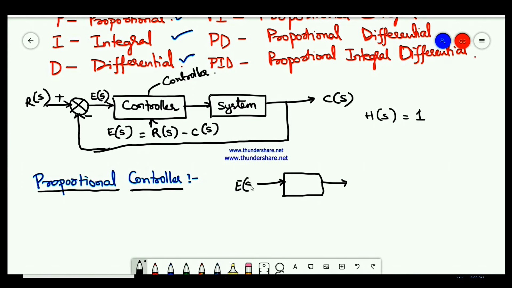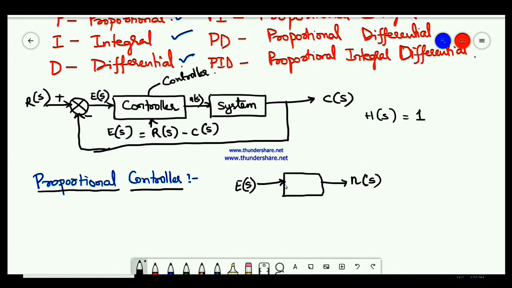Therefore, E of S would be the input for the controller, whereas N of S would be, I would say, B of S, no sorry, B of S we have already considered in the feedback loop. So we will denote this with the alphabet N, so N of S. Okay, so N of S is the output of the controller, whatever is written in the block just now.